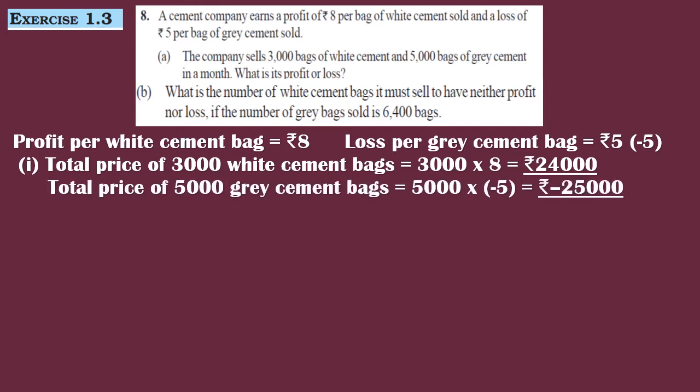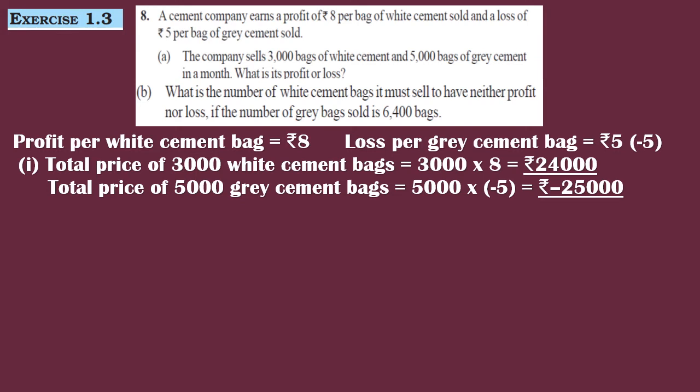Now the total price of 5,000 grey cement bags will be 5,000 into, since it is a loss, we are considering it as negative. So it is a loss of 25,000. It is not a loss of negative 25,000, because loss is already considered as negative. So it is a loss. Loss of how much money? 25,000 rupees loss. Understood? Don't consider it as loss of minus 25,000. If you are not using the word loss, then the total selling price you can say as negative 25,000.